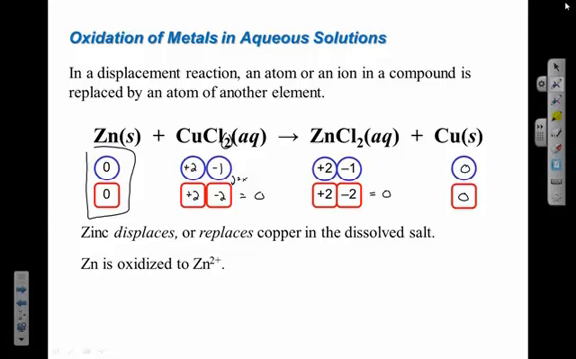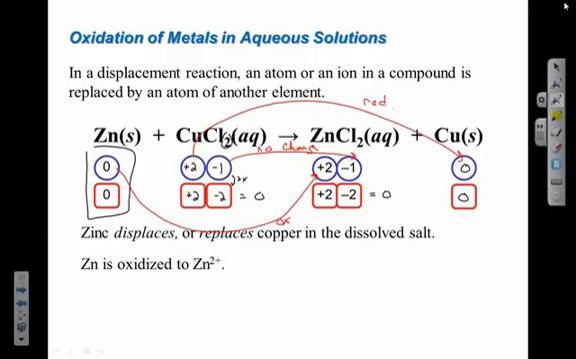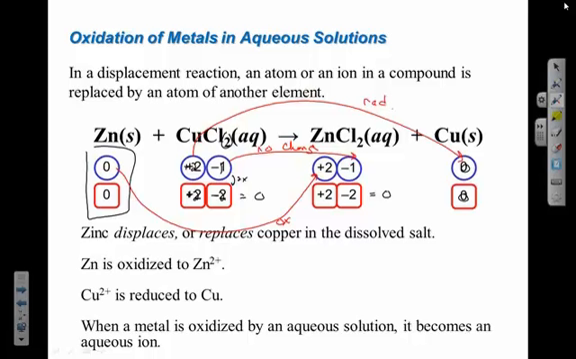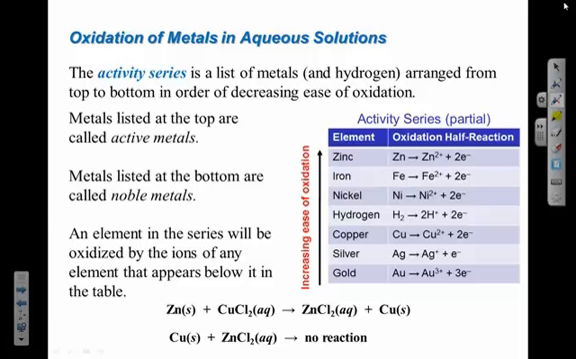And I can still use the oxidation numbers, so the chlorine's oxidation is not changing. It's not undergoing oxidation or reduction. It's just a spectator. But the zinc is. The zinc's going from 0 to +2, that's an oxidation. And the copper's going from +2 to 0, that's a reduction. So it's still useful to have the oxidation numbers to tell what's happening in the reaction.